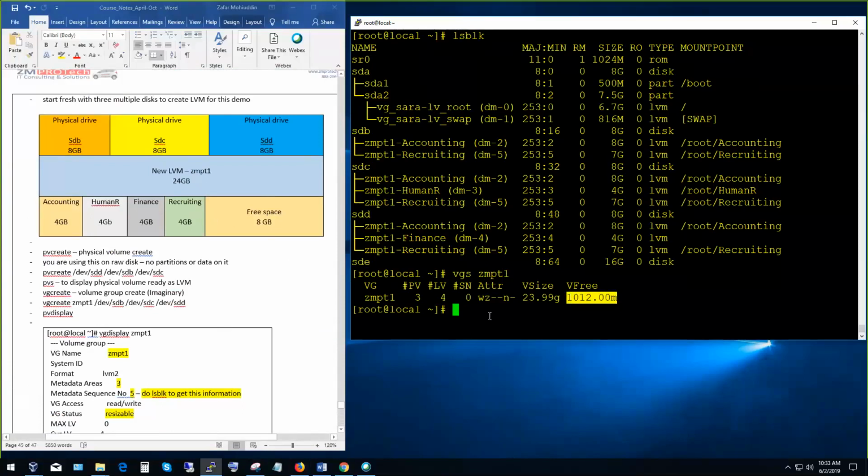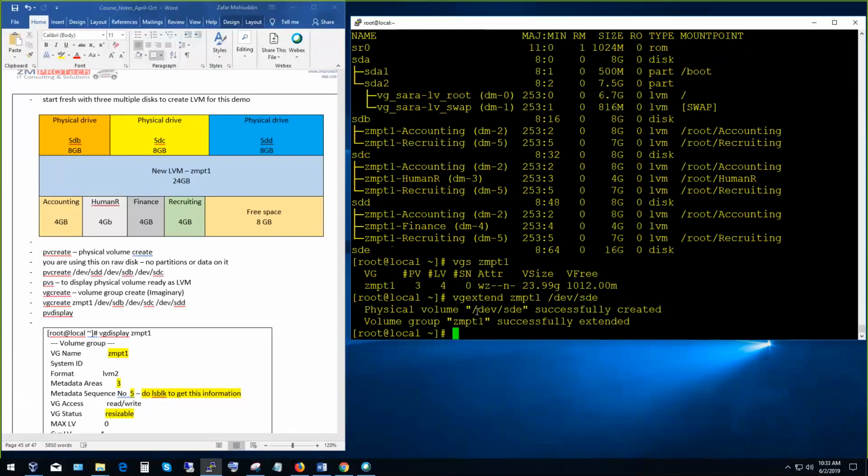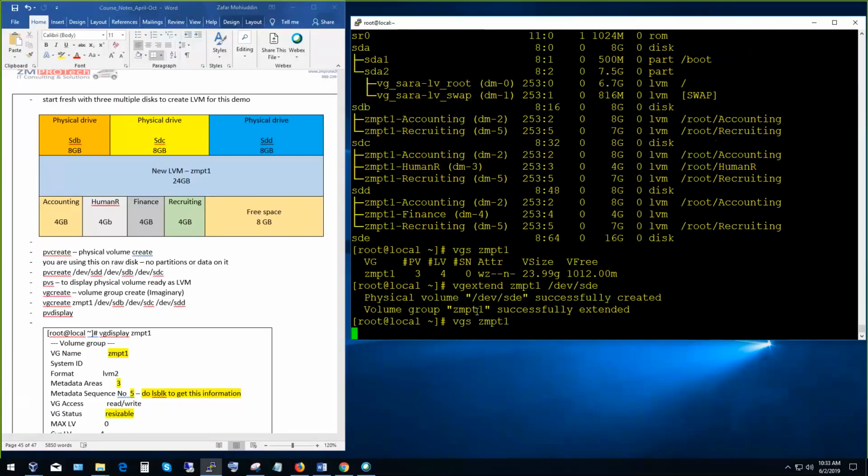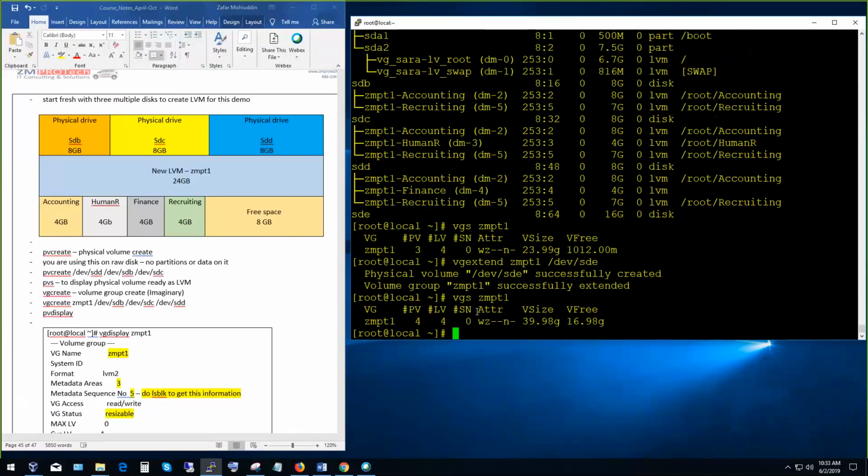Okay, so what we're gonna do is simply use a new command, vgextend, ZMPT1, and then /dev/sde. Okay, it's gonna give us an error. Oh, I'm sorry, it didn't give us an error. That's a good thing. Okay, so now what we have here is 3 physical volumes.